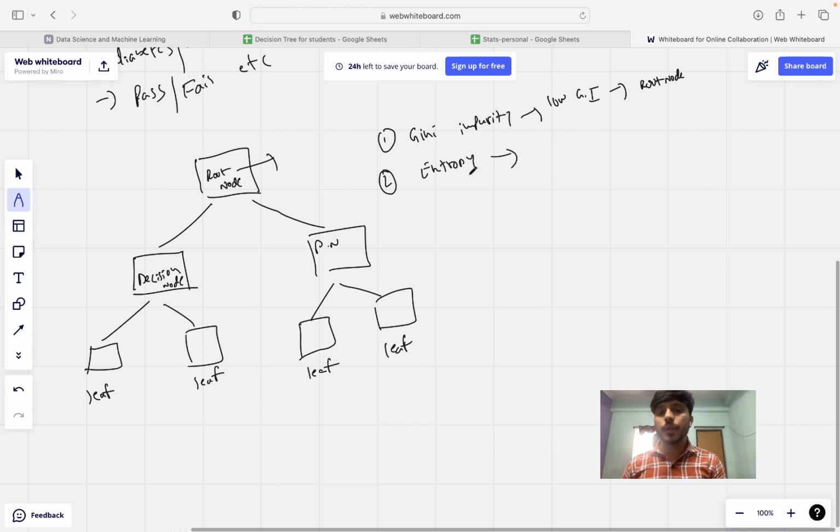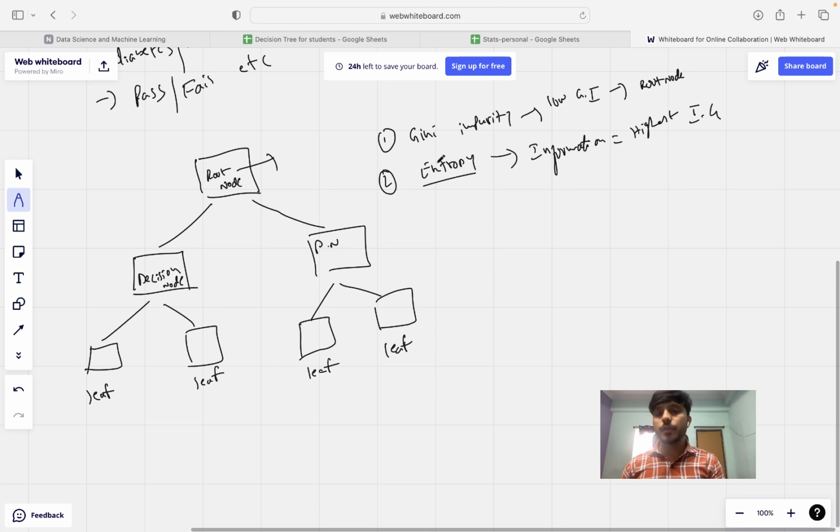If you are going ahead with entropy, you need to calculate information gain as well. Information gain is nothing but the decrease in entropy after the split is made. So information gain is what you need to calculate if you are going ahead with entropy to build the trees. Whichever node gives you the highest information gain, that will be your feature.